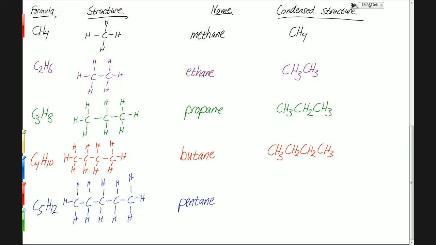So if you're like me, you get kind of tired of writing those hydrogens over and over again by the time we get to these bigger structures. And this isn't even really that big yet. So you can see why things like these condensed structures can really help us out a lot.